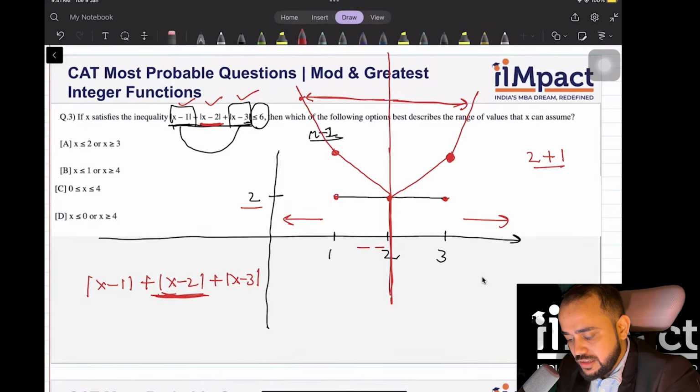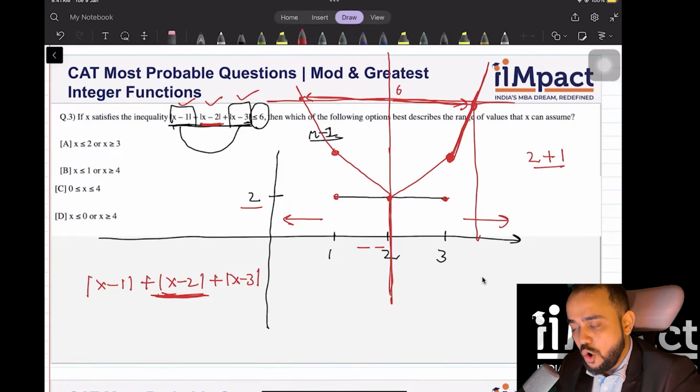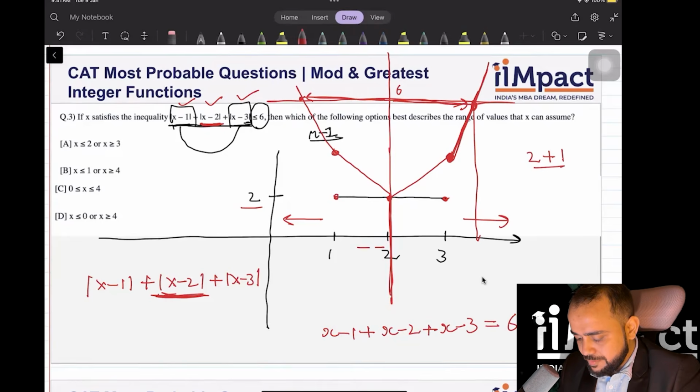So I want to find this value where I'm putting y as 6, and I want to find what this x coordinate is. So clearly it is lying in this section, which means all three of my mods will open up as positive. So I'll have x minus 1 plus x minus 2 plus x minus 3 is equal to 6. This will give me 3x minus 6 is equal to 6, or x is equal to 4. So this value is going to be 4.